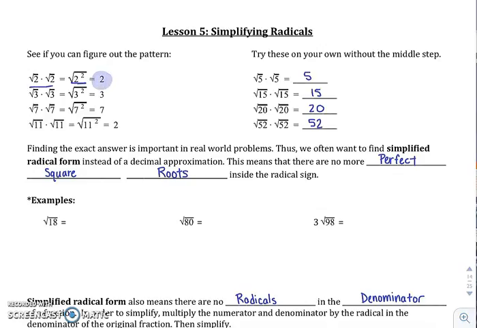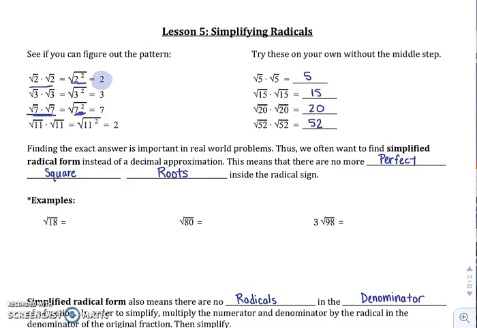3 times 3 is 3 squared. The square root of 3 squared equals 3. 3 squared is 9. The square root of 9 is 3. So what happens when you're simplifying roots? What we're really looking for is a perfect square or a pair, meaning the same thing, of the same value.